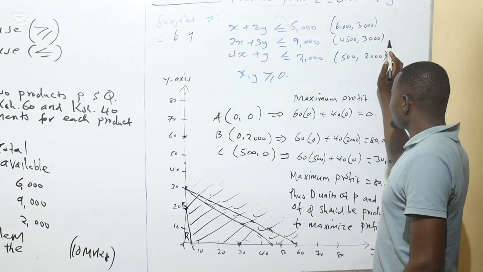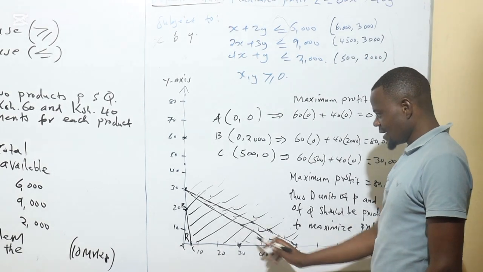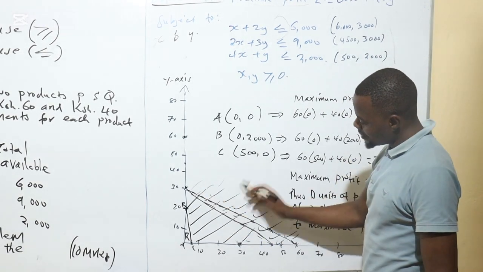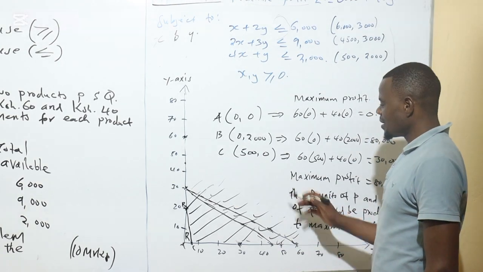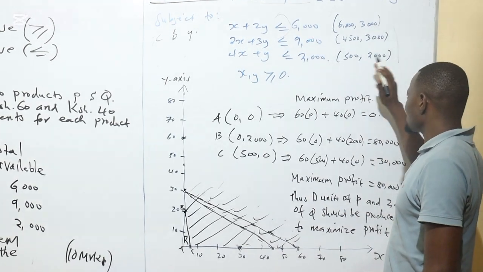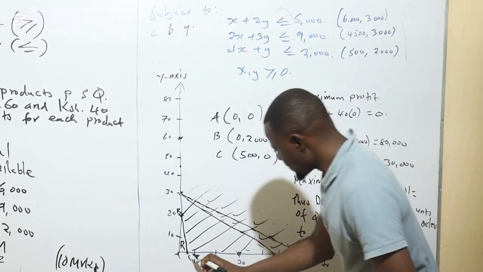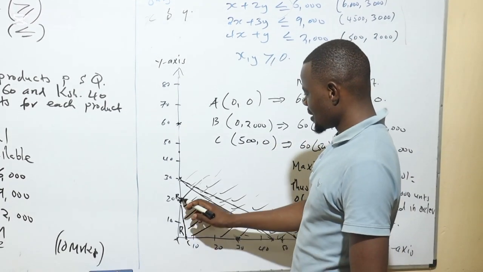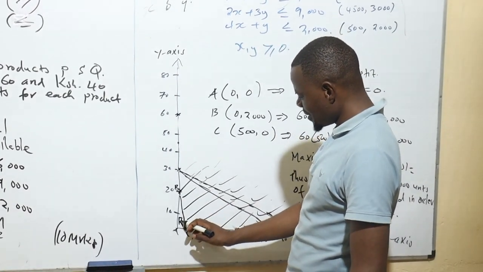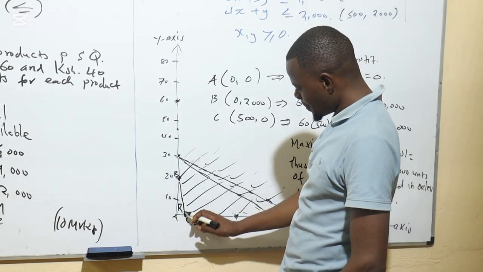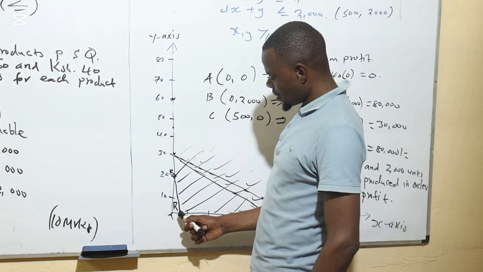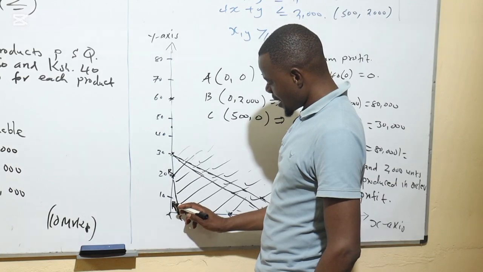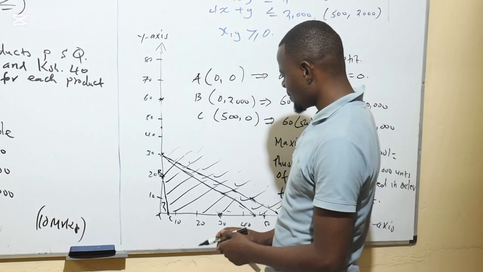This one, 4,500 and 3,000, 4,500 is here, 3,000 is there. You will just join and shade the upper part on the left, and 500 and 2,000, 500 and 2,000 is here. I shade. So I'm remaining with a small piece. This is the feasible region you are looking for, the one I've marked with R.